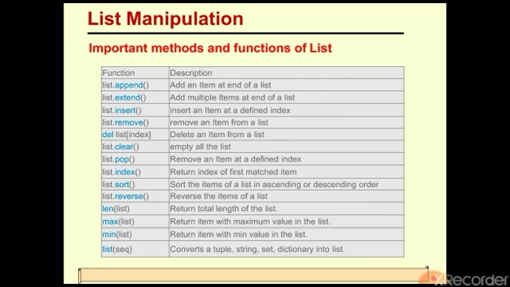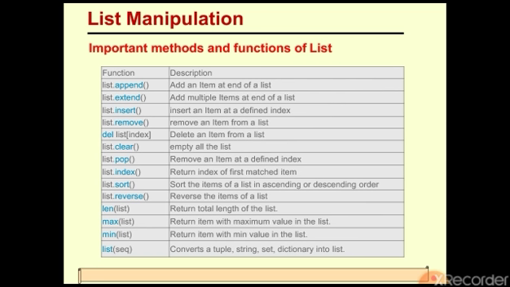Now list.sort, as is clear from the name itself, is used for sorting the elements of the list. It can sort the items of the list in ascending or descending order. List.reverse will reverse the items of the list. The len function will return the total length of the list. Max returns the item with the maximum value in the list. Then the min function, similar to max, will return the item with the minimum value.